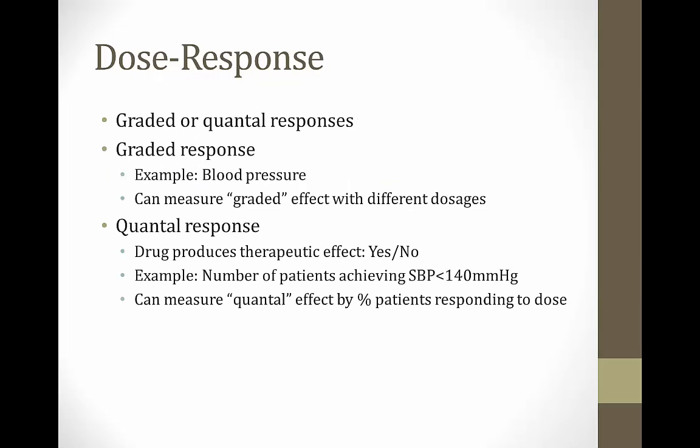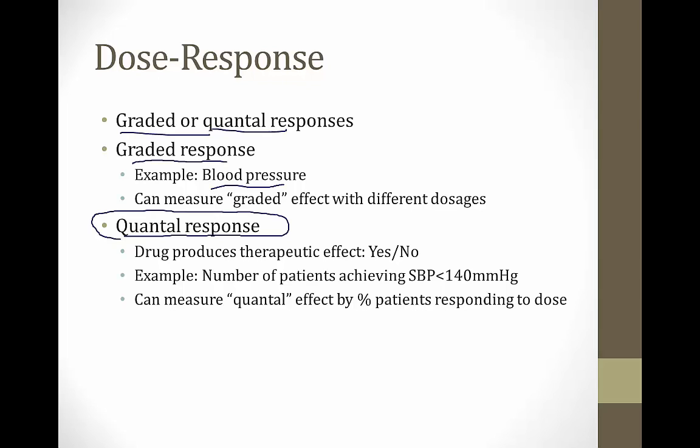There are two types of responses that we measure and chart on dose response curves, and those are called graded or quantal. A graded response is something like blood pressure. It's a number, it's a measurable effect, and we can monitor how the blood pressure changes as we give more and more of the drug. A quantal response is a yes-no response. Quantal means divided into discrete units. So a quantal response is for drugs that either achieve their effect or do not.